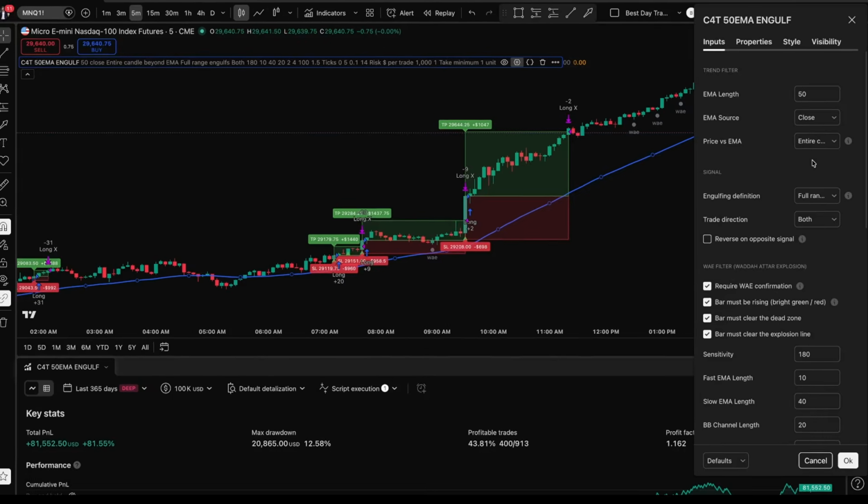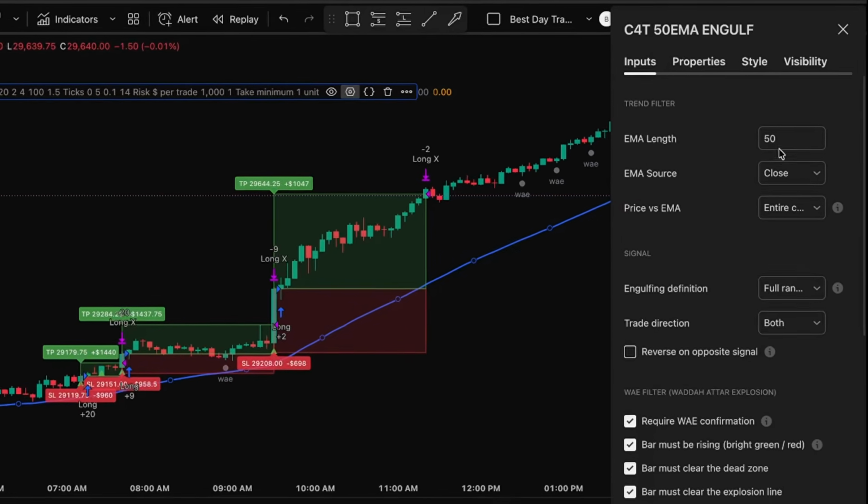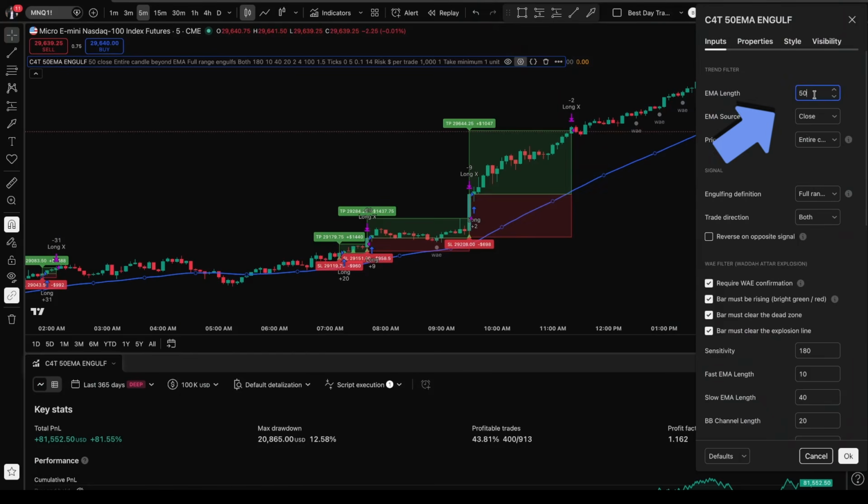So here's my trend filter. This is where you actually see the 50 EMA length here. As you can see, this was giving these results at the moment. If I were to change that, we can do 100. 100 is a pretty good one as well. Let's see what the 100 would give.